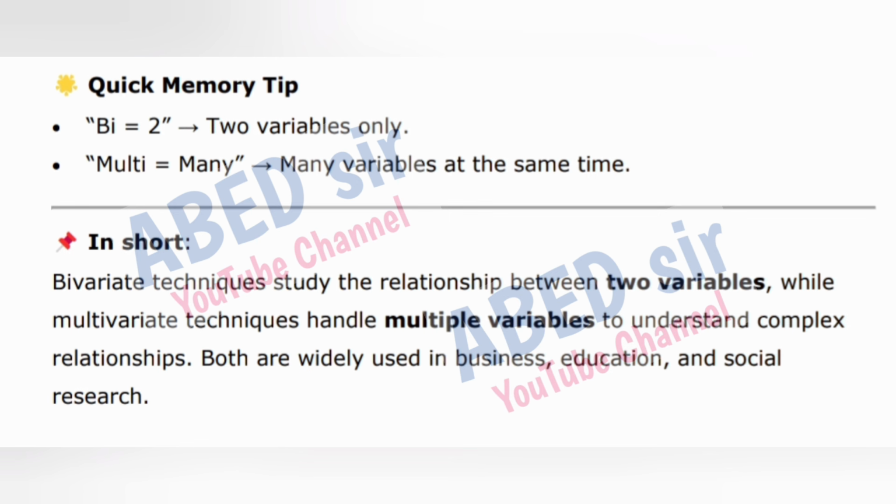Bi is equal to two variables only. Multi is equal to many variables at the same time. In short, bivariate techniques study the relationship between two variables, while multivariate techniques handle multiple variables to understand complex relationships. Both are widely used in business, education, and social research.